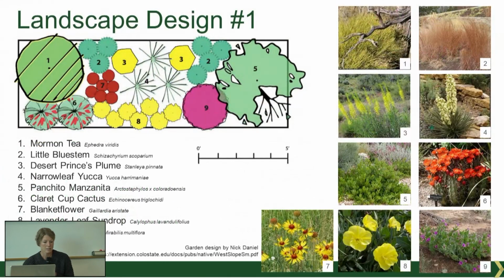So here is what a plan might look like. This one is available on the Colorado Master Gardener's website in a wonderful little booklet, a PDF called Native Plant Guide for the Western Slope. All of these plants are native to the Western Slope. They're happy here, they're cold hardy, and once they're established in your garden, they'll need very little, if any, supplemental water.